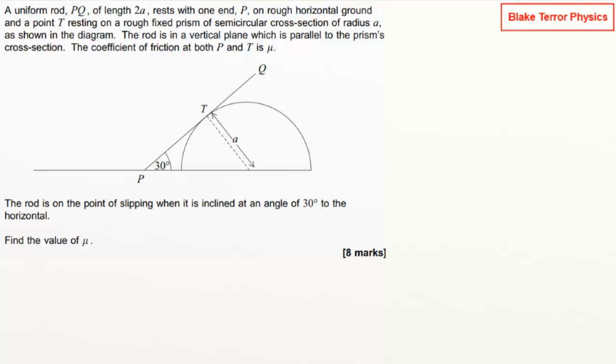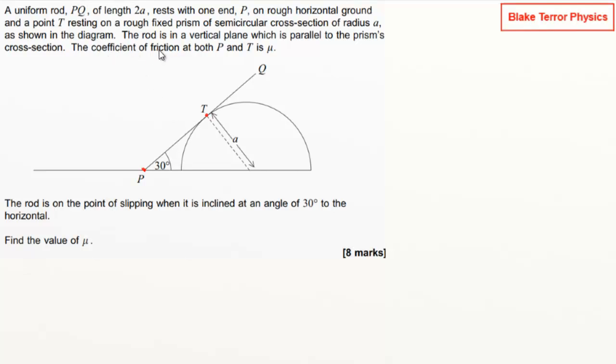We've got a uniform rod PQ, length 2A, resting one end at P on rough horizontal ground, and a point T resting on a rough fixed prism of semicircular cross-section of radius A. Right, so that's just described a diagram, but it's told us that we've got friction here at P and T. The rod is in a vertical plane parallel to the prism's cross-section, right? So that's telling us that the rod isn't skewed off to the side. So it makes our geometry a lot easier because everything's in the same vertical plane.